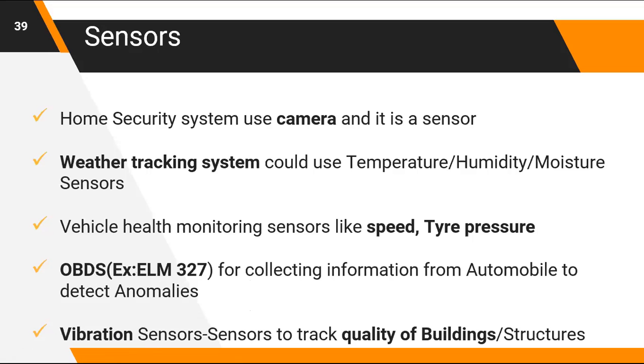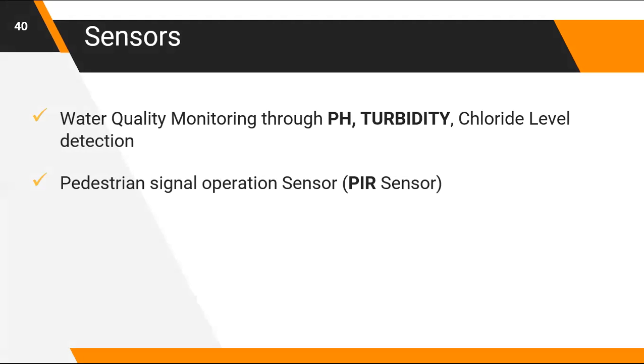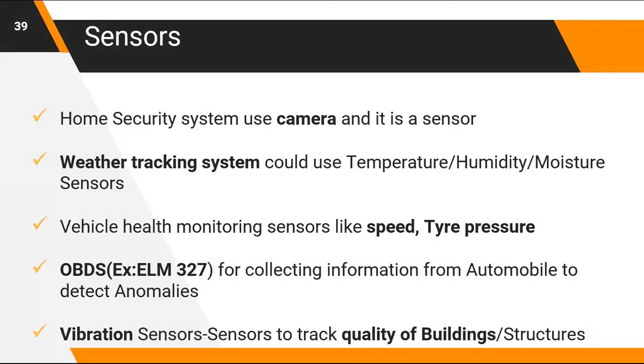This is my overview about your sensors, the purpose of a sensor. Similarly, for water quality monitoring, you can use various sensors like pH, turbidity sensor, chloride level detection sensors. Then for traffic signals, you can use a sensor called a PIR sensor. PIR is nothing but passive infrared sensor, which detects the movement of an object in front of the sensor. This is very interesting. This is just an overview, of the various sensors that might be there.